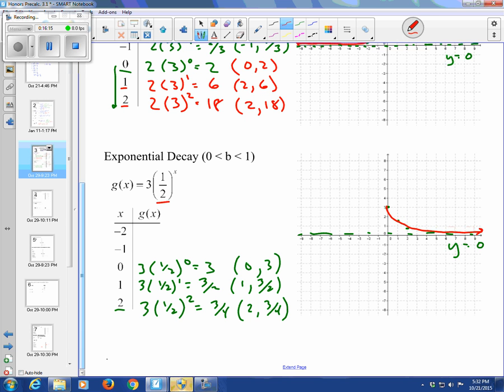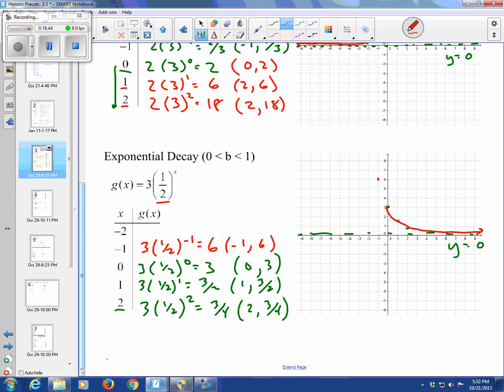Now right here, as we raise that 1/2 to a negative power, what we can see here is that we're basically going to be multiplying by the reciprocal, right? If we raise 1/2 to the negative 1 power, we are unmultiplying by 1/2, right? Or multiplying by 2. So right here, we're going to get 6 as an output, and we'd get (-1, 6) as an ordered pair. So go out to -1 and then go up to 6.